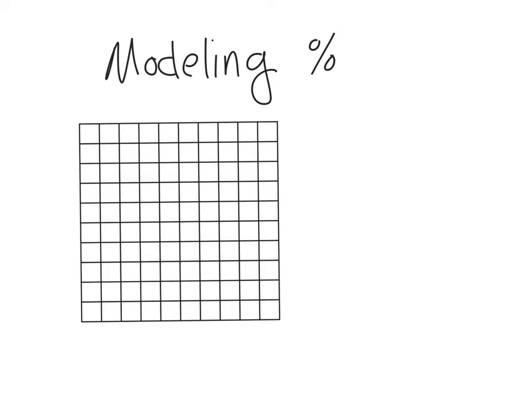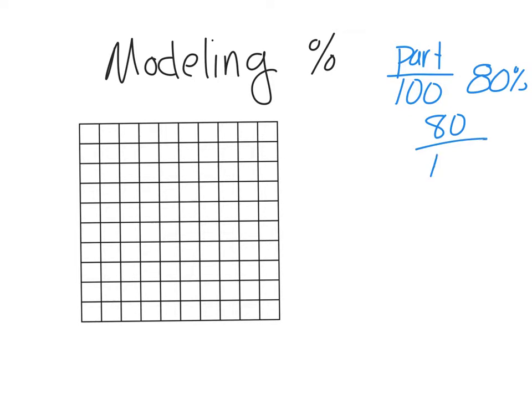Today we're going to look at modeling percents on different charts. When we're modeling a percent, remember that a percent is just a part of something over 100. So like if you said you had 80% of that, it's just 80 out of 100. So if you were going to model that on a 10 by 10 grid or a grid of 100, you would just color in 8 squares, or 80.